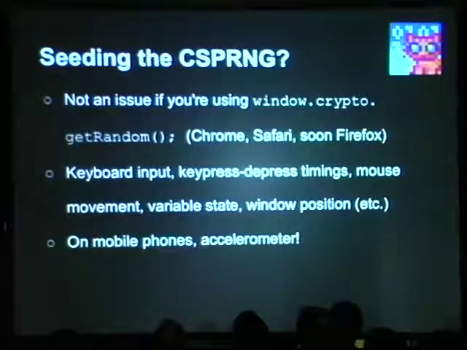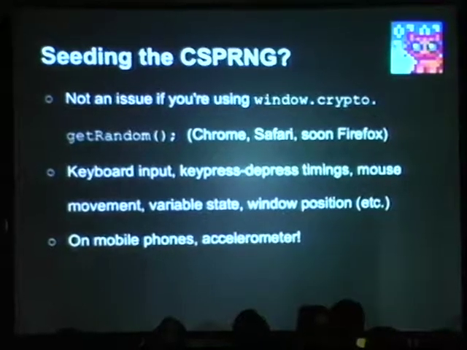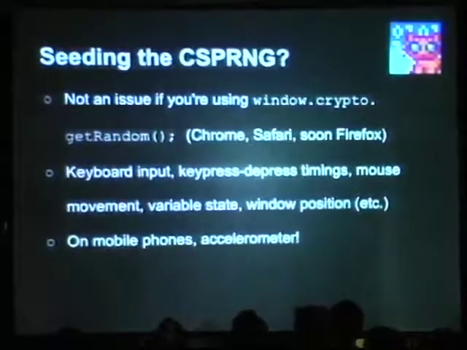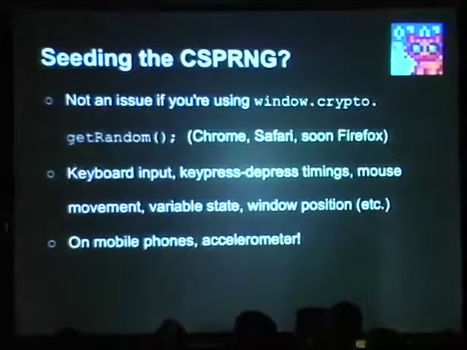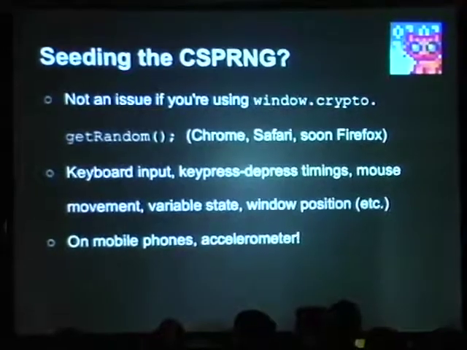But for Fortuna, there's a whole bunch of things that exist in the browser that you can use for seeding a random number generator that you wouldn't think of. Keyboard input, key press and depress timings, as in the time between pressing and depressing a key, every key. Mouse movement, obviously, variable state, window position, and so on and so forth. On mobile phones, we use the accelerometer, which literally meant that in order for your chat to be secure, you had to dance with your phone in the most unpredictable way possible. So I think I did a good job at that myself.